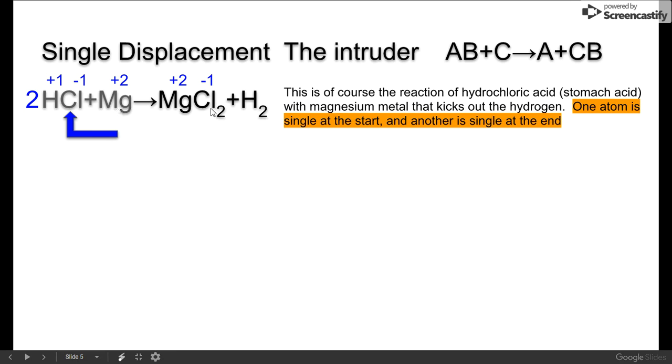Magnesium went in and stole chlorine. Magnesium was single. Now hydrogen is single. That's the key. All this other gobbledygook is in your way.